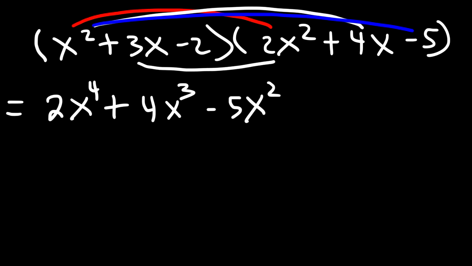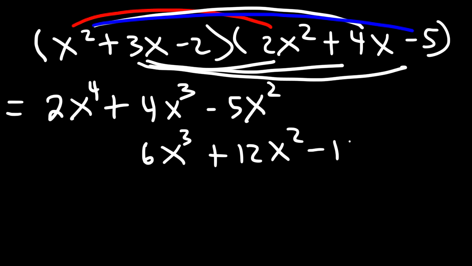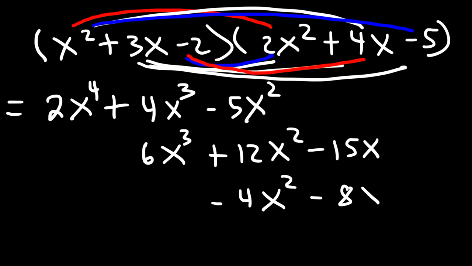And then 3x times 2x squared, that's going to be 6x cubed. And then 3x times 4x, that's positive 12x squared. And then we have 3x times negative 5, which is negative 15x. Next, we have negative 2 times 2x squared. So that's going to be negative 4x squared. And then negative 2 times 4x. So that's going to be negative 8x. And finally, negative 2 times negative 5, which is positive 10.